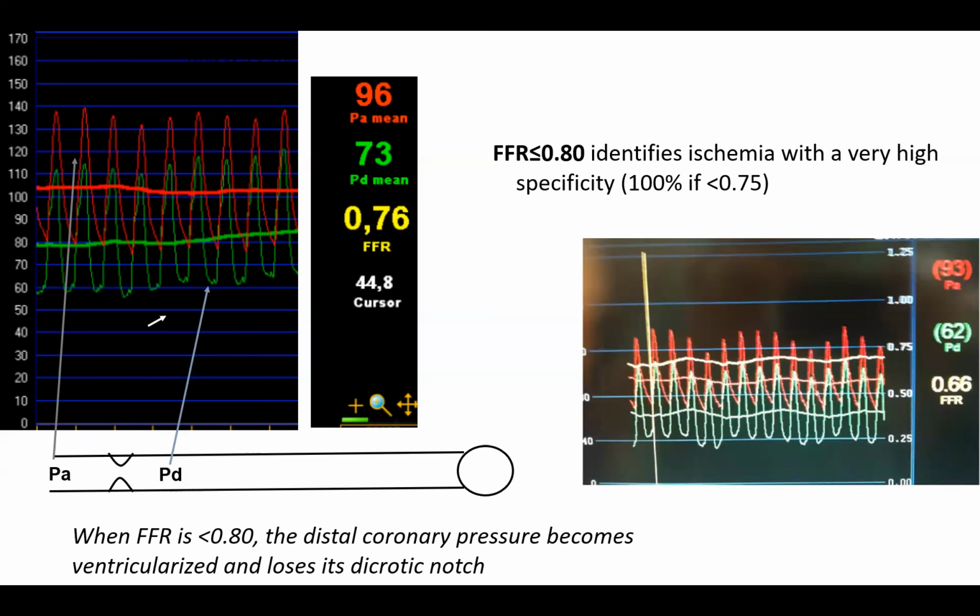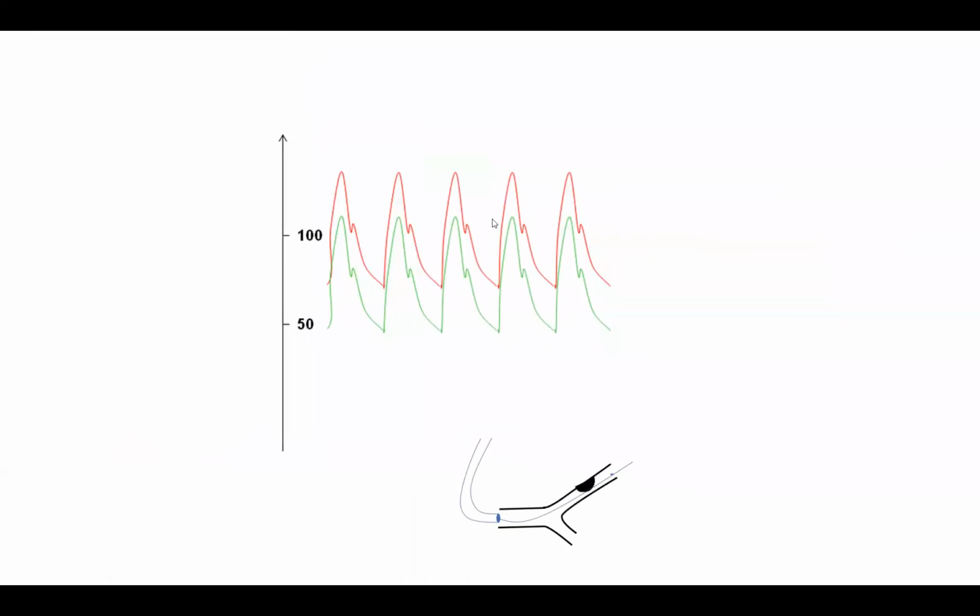It's very important to have this, so much so that let's say you're calculating your FFR and you get this, and the machine tells you the FFR is 0.70, but this is the morphology of PA and PD. There is no distal pressure ventricularization. This tells you there is an error. This is not a true FFR.